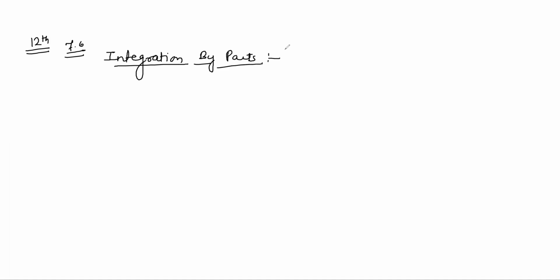As we've discussed in our differentiation, there is a different rule for doing multiplication of two functions. Like suppose I'm differentiating u into v, so it will be first function into differentiation of second function plus second function into differentiation of first function. Similarly, in integration there is a big formula for doing such things. I mean doing the multiplication of two functions. So just write down the formula.